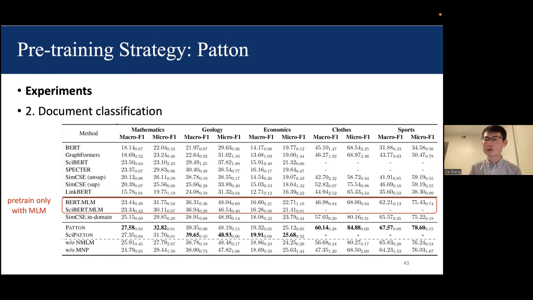Similarly, we also compare the proposed model with this category of models. They have pre-training, but only with masked language modeling. They don't have node prediction. Here, the improvement is because the proposed method, Patton, has link prediction, so we verify that both masked language modeling and link prediction are useful objectives to improve the performance.